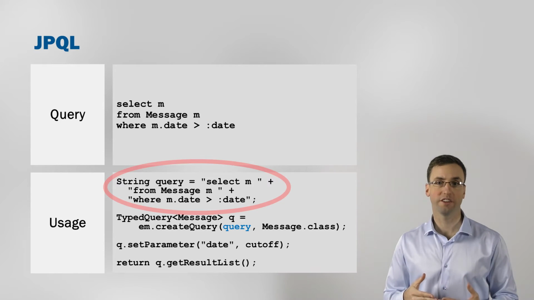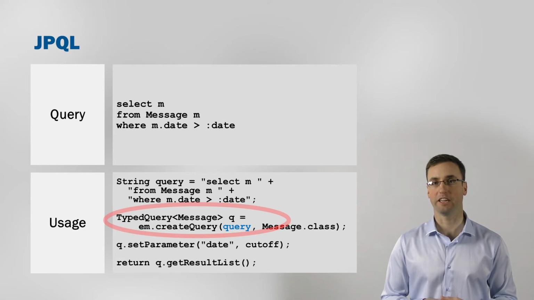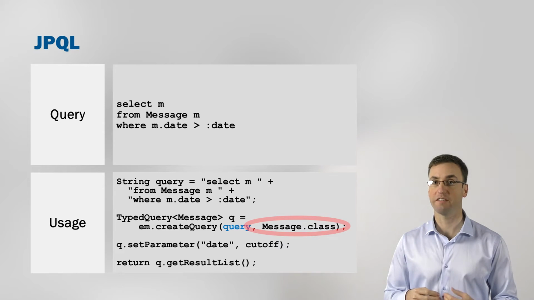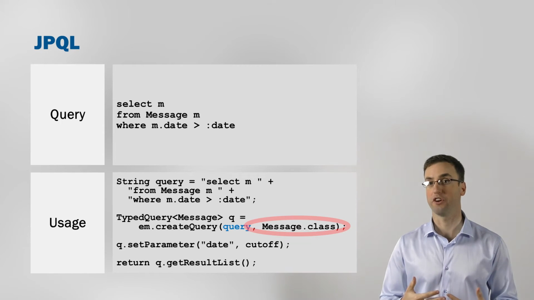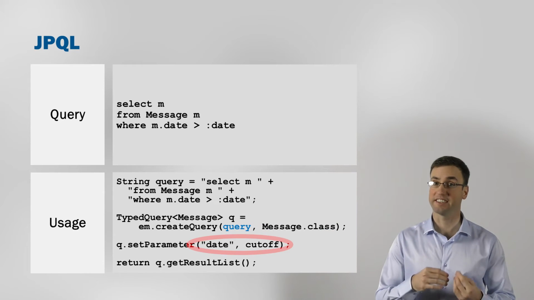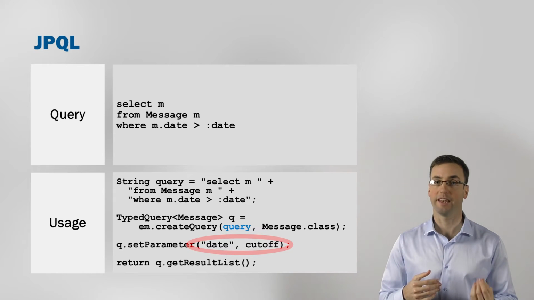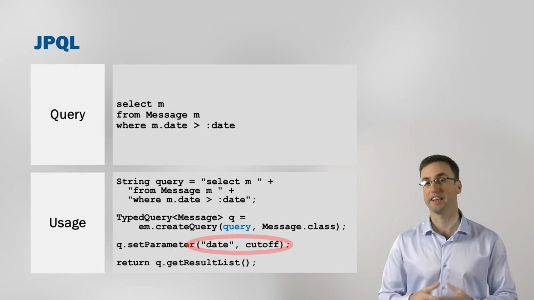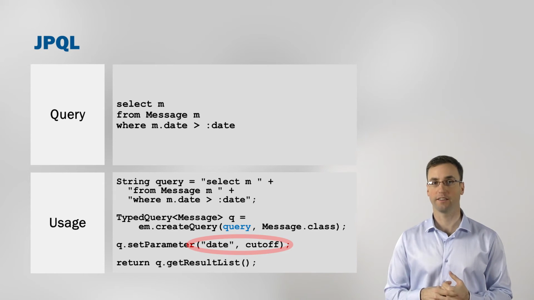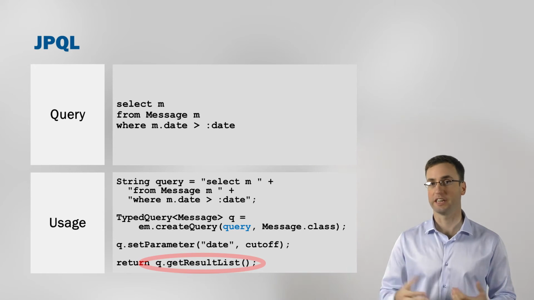To store the query, you just store it as a string and then call createQuery on the JPA Entity Manager. That last parameter to createQuery tells Java the type of entity that's expected to be returned from the query. That parameter is then set by name. So here we're setting the date to be the value of the local variable named cutoff that happens to be an instance of the date class. You could pass any parameter that matches the types of the query. In the last line, we execute the query, and this will return a list of messages.